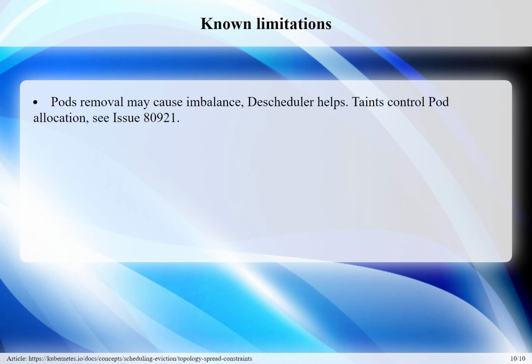Known limitations. Removing pods can disrupt constraints, causing issues such as imbalanced pod distribution. Tools like Descheduler are useful for rebalancing. Tainted nodes limit which pods are honored. Refer to issue 80921 for more info.